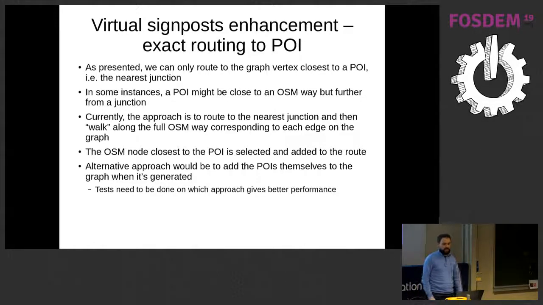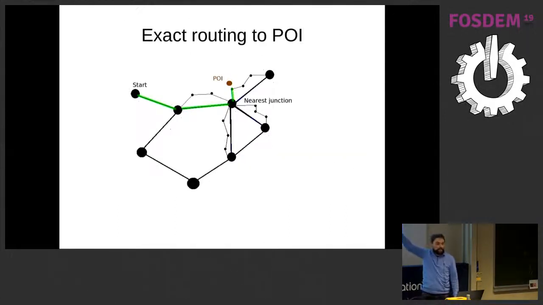Okay, a bit of an enhancement would be exact routing to a point of interest, because a point of interest may not be at a junction node. In other words, it's not at a vertex on the graph. So in those cases, I first of all route to the nearest junction node, as you can see there, and then I walk along each OSM way leading from that junction node, and if I find a node along that OSM way which is closer to the point of interest than the junction node, I add the route from the junction to the node nearest the point of interest to my route, because that is a potential problem. Points of interest might not be at a junction node.